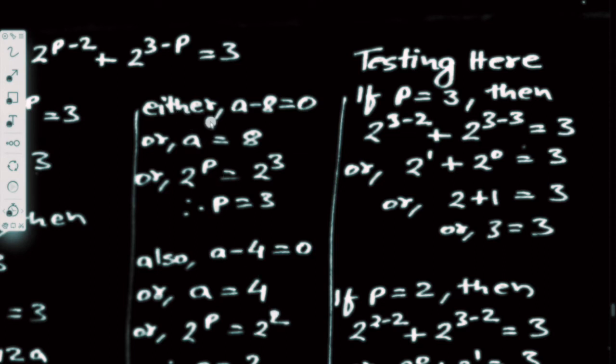Now either the first factor a minus 8 equals 0, or a equals 8, or in place of a, 2 power p shall be placed. In place of a, 2 power p shall be kept, so 2 power p equals 2 power 3. It means 8 is 2 power 3. Therefore, since the base 2 is the same, p equals 3. In this way we get a as 8 and p equal 3.